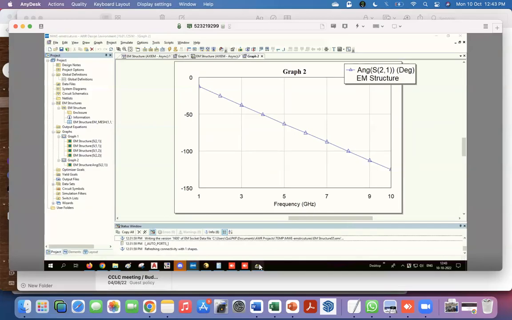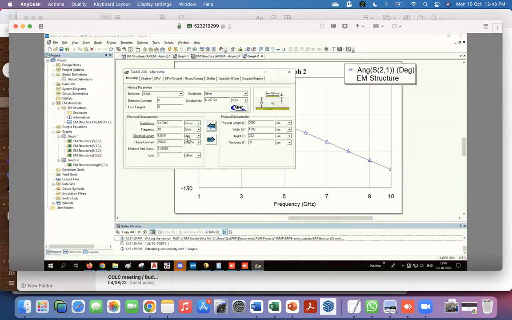Now, let's see what this guy computed. And you can see it's exactly the same. Right? So this is how you know what the length of your line is in EM structure kind of simulation. You can compare that, see if that part has worked out.